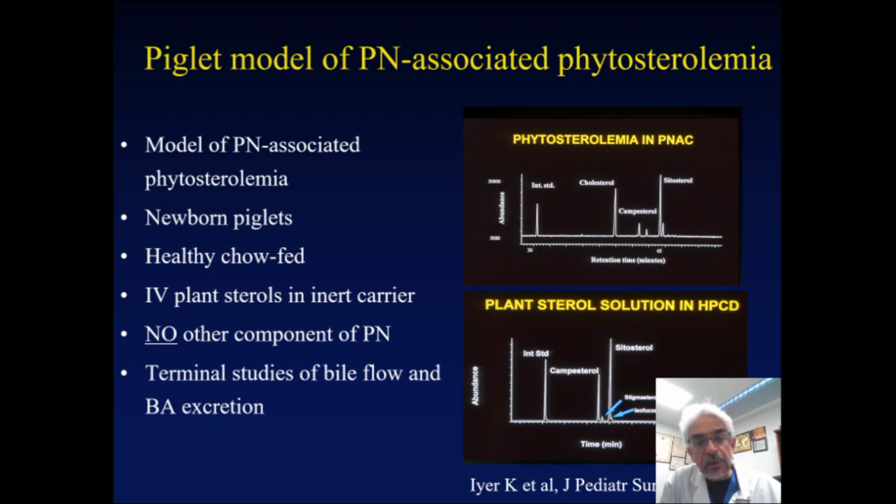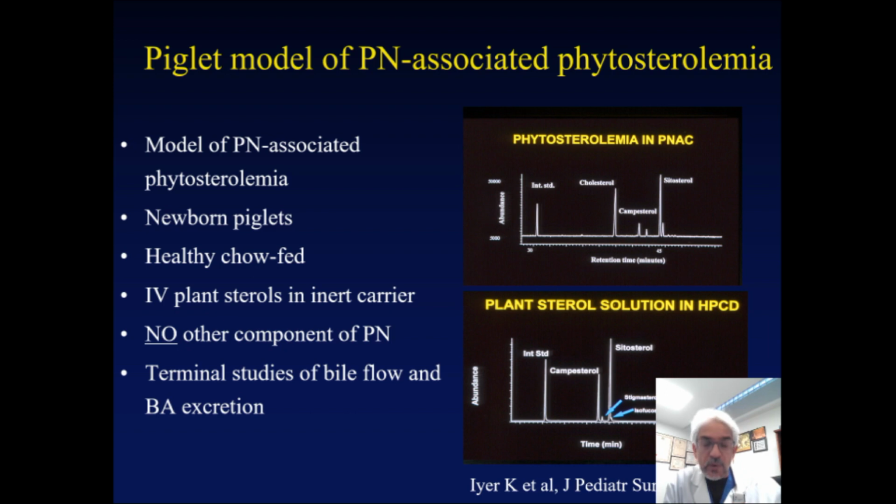So the upper panel shows the gas chromatogram in a child that I encountered for the first time in 1993, who sadly ultimately died of severe parenteral nutrition-associated liver disease. What you will see there is that the plant sterols shown by the peaks of sitosterol and campesterol, the smaller peaks are stigmasterol and isofucosterol. The serum phytosterol concentrations in this child, in fact, exceeded that of cholesterol.